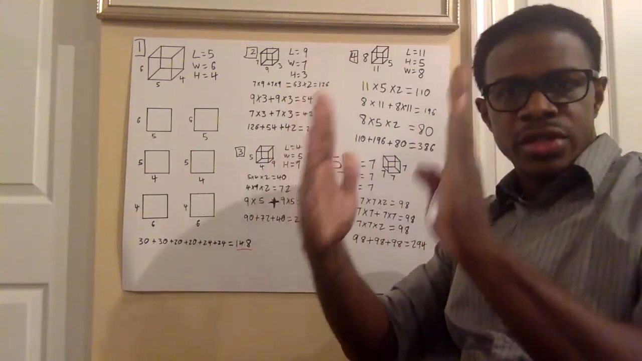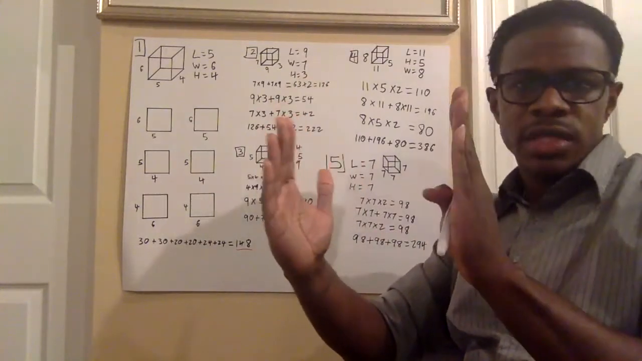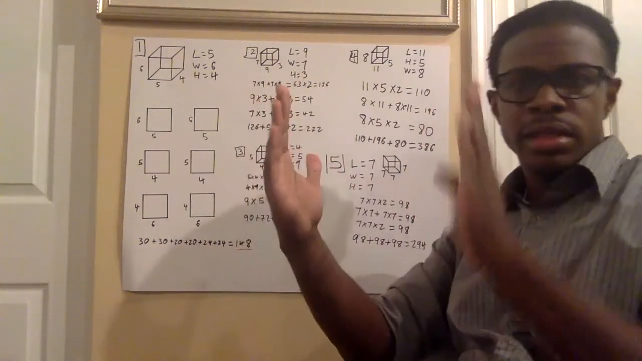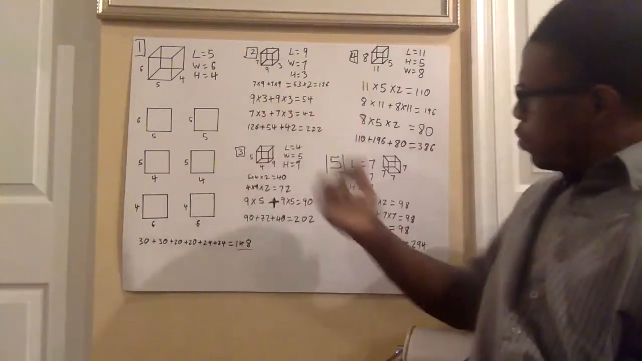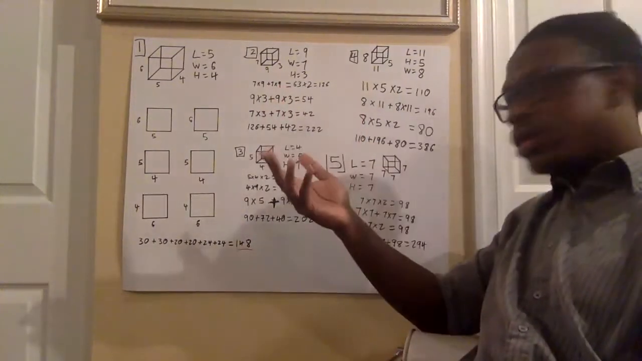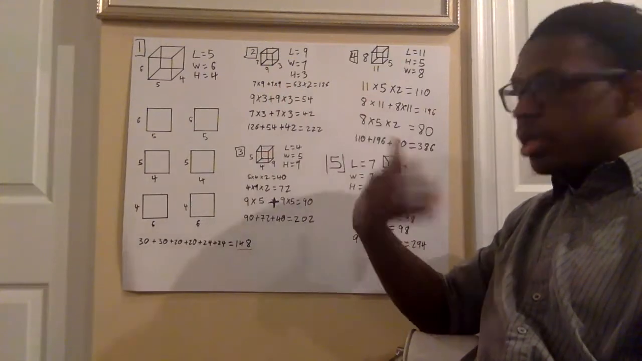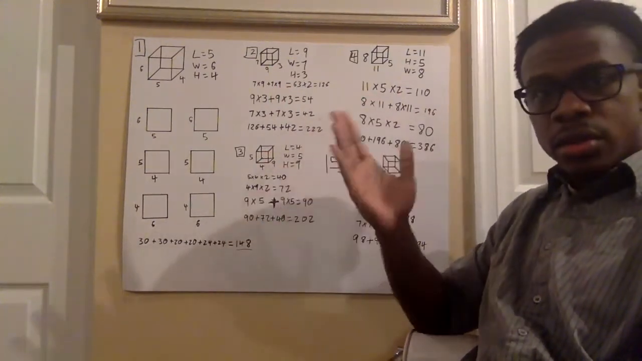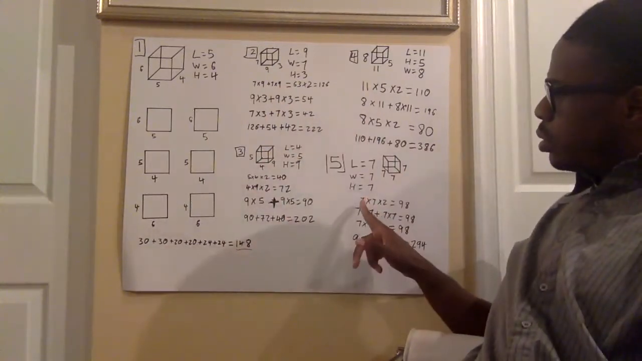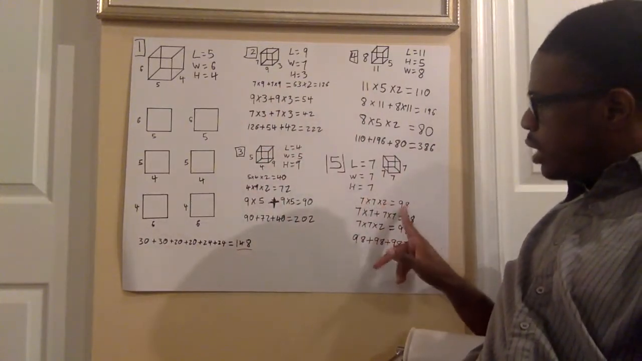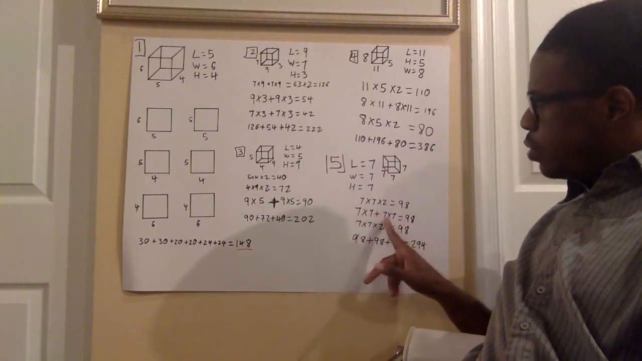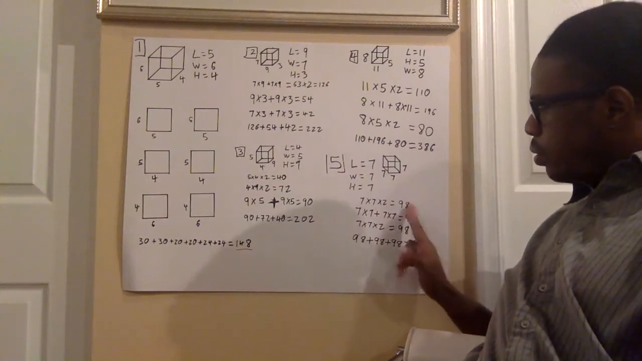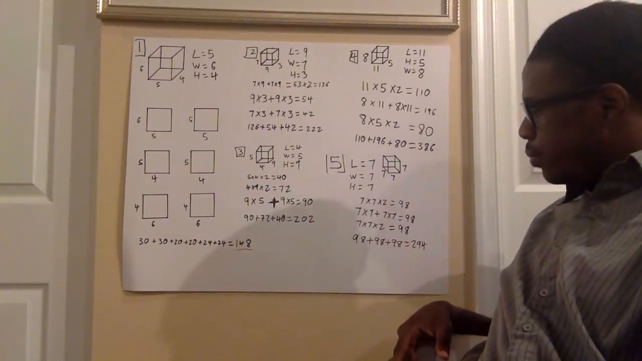Now we need to find the surface area on the left and the right. 7 times 7 is 49, the surface area, this is 49, this is 49. You add all of them together, 49 plus 49 plus 49 plus 49 plus 49 plus 49, or 7 times 7 times 2 is 98. You add all three together and you get 294.